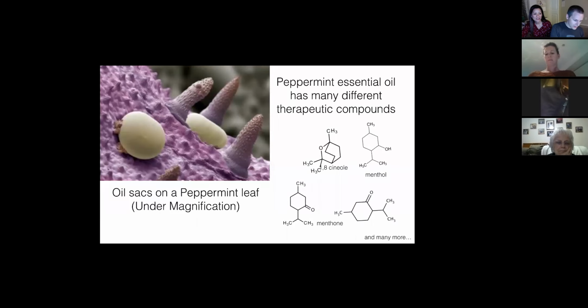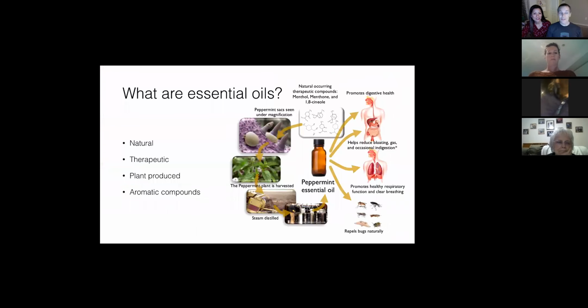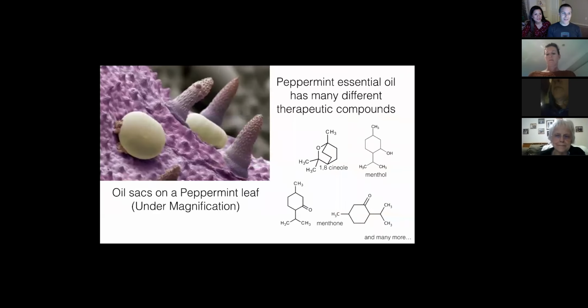So essential oils are basically naturally occurring therapeutic plant-produced aromatic compounds. These are compounds found in plants, and we can harvest and extract them, either through steam distillation or cold press, and we find that those aromatic oils have therapeutic benefits for us as human beings. This is a lavender leaf from a lavender plant. You can see the white sacs on there. That's where the essential oils are contained.